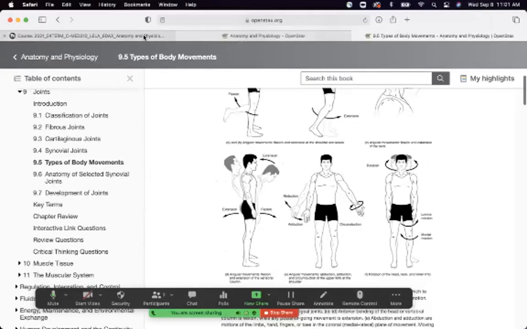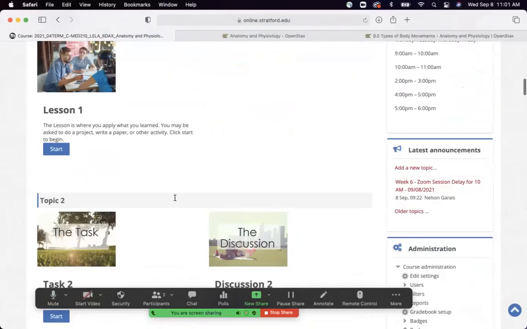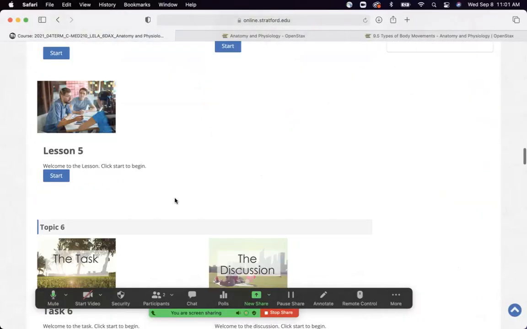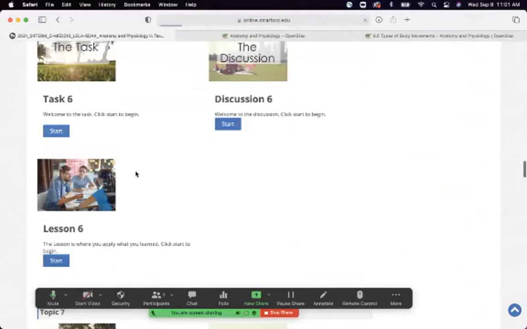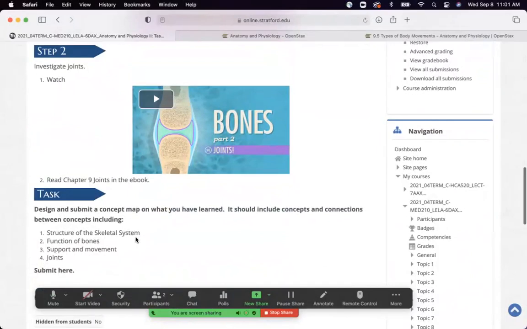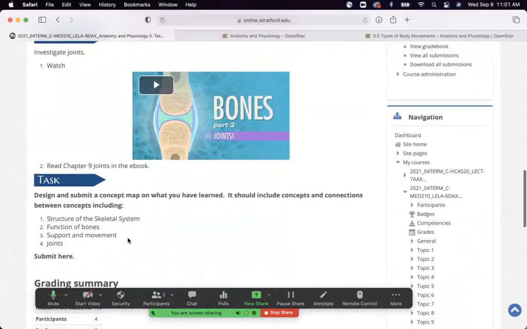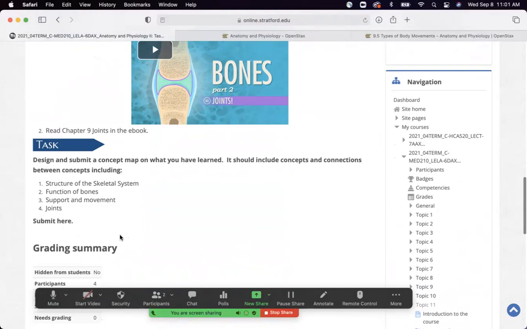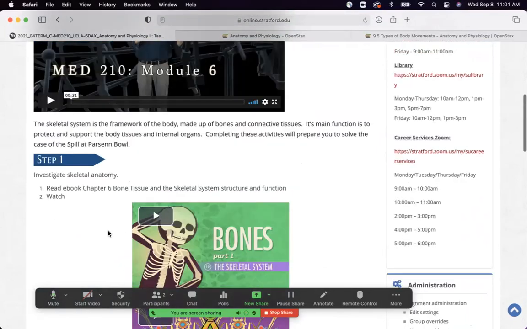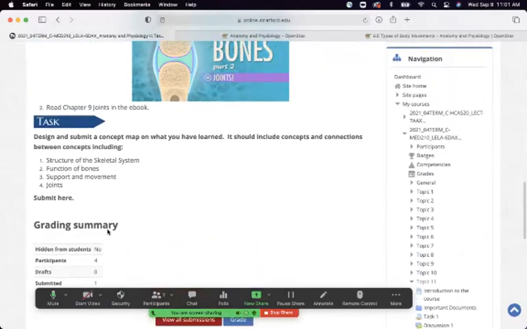And I think, let me check, that should close everything for today. Did we talk about the structure of the skeletal system? Yes. Function of bones? Yes. Support and movement. And did we talk about joints? Yes, we did. We have a whole bunch of pictures, so we're good. What's due next week? Concept map for these items and the stuff that we talked about today.